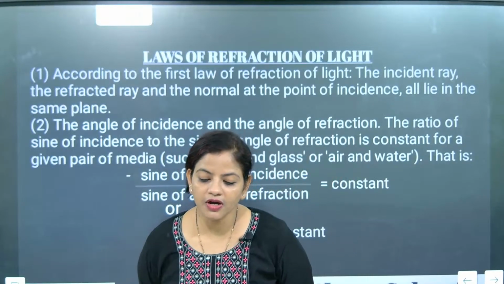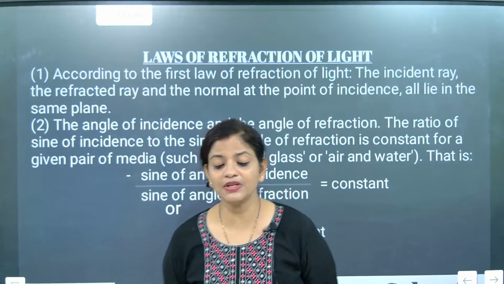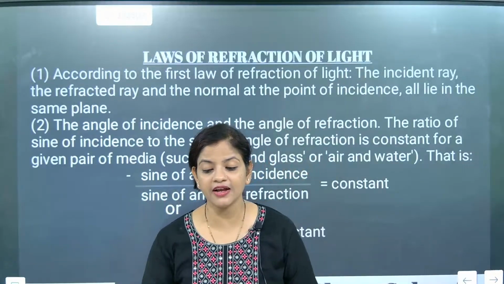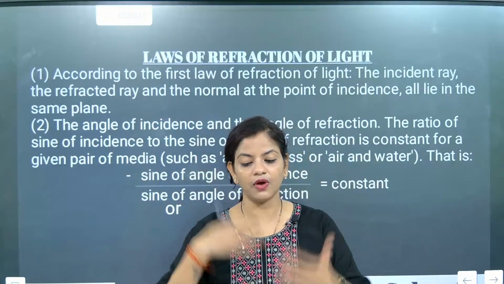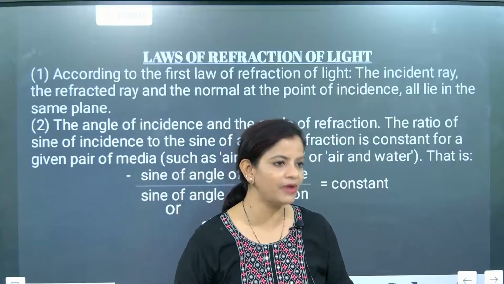Okay, so different transparent media, yes, but one will be denser and the other rarer. It will be different, denser and rarer. There we have to understand the difference. I hope you have understood better.